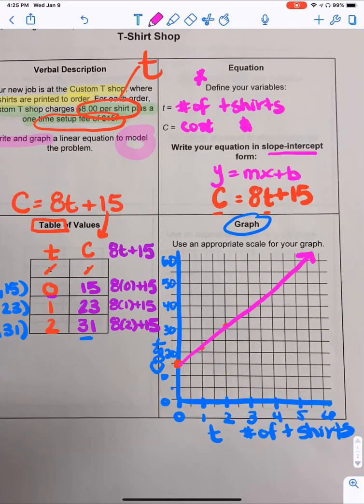Okay, look through your other examples, and then we'll talk about this again tomorrow.